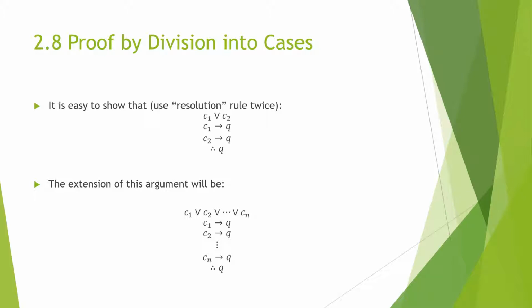There's an extension of this argument that we can see in this part of the slide. It says if C1 is true or C2 is true or C3 all the way to Cn, which means there are n different possibilities or n different cases, and each case implies Q, C1 implies Q, C2 implies Q, all the way to the last one, which is Cn implies Q. Therefore, Q must be true for all the possibilities, which means Q is true.